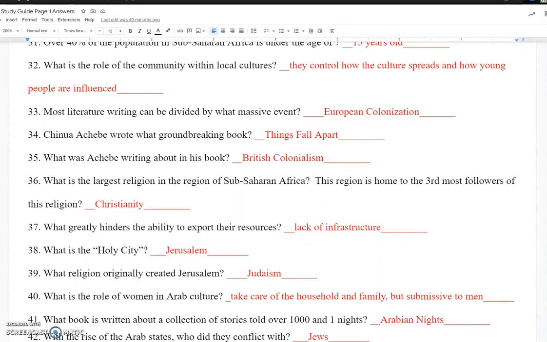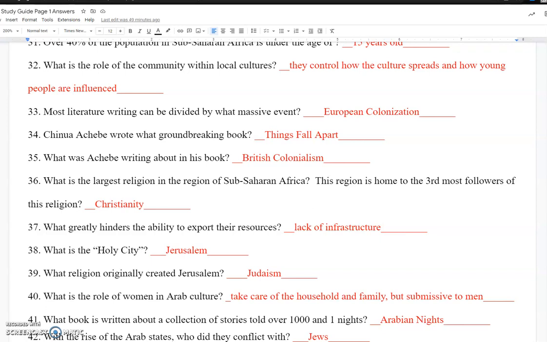32, what is the role of the community within local cultures? So remember that community was everything. It's where it was all controlled from. It's how culture spreads. It's how those people were influenced. Remember when we say that it takes a village to raise a child? In this particular case, it was actually true. They really did have a lot of cultural influence in that particular situation.